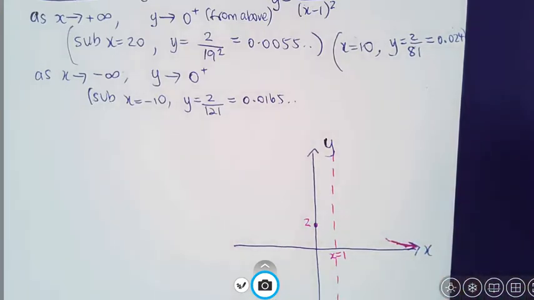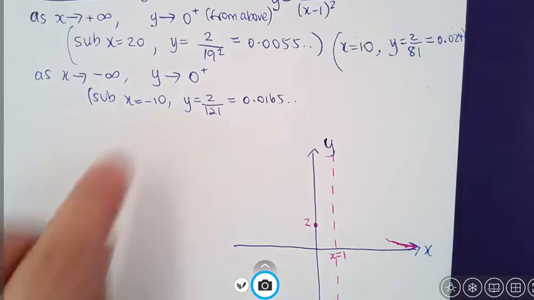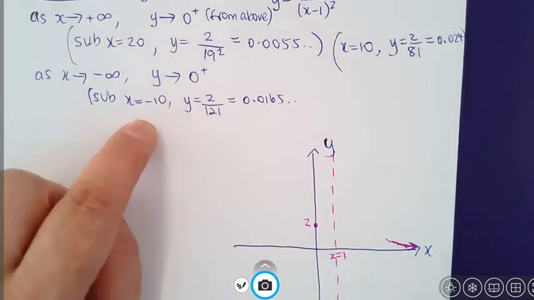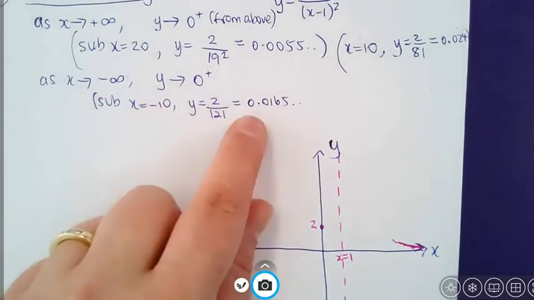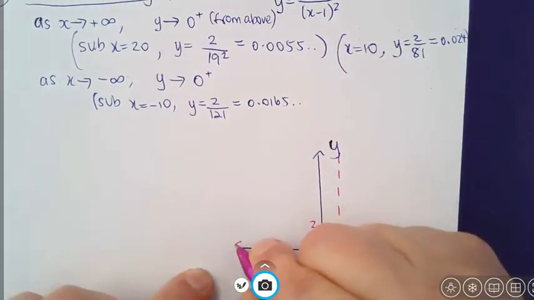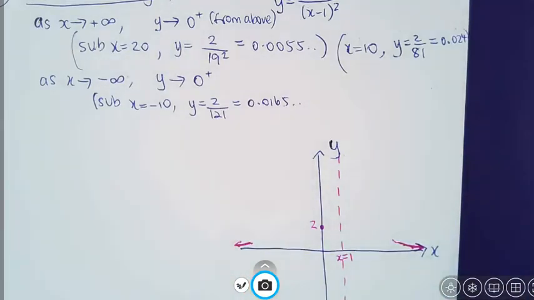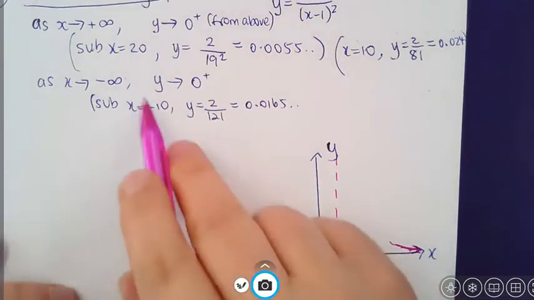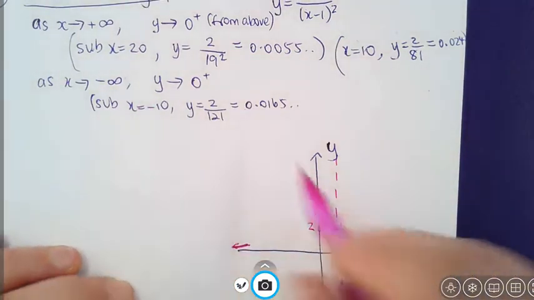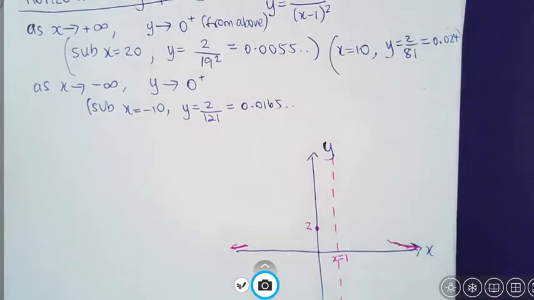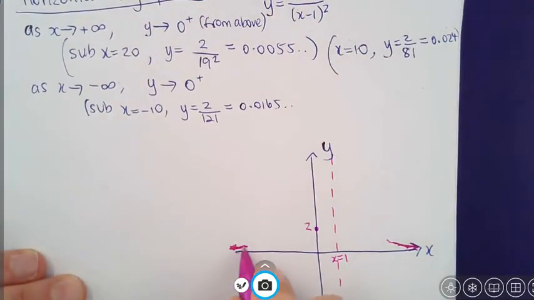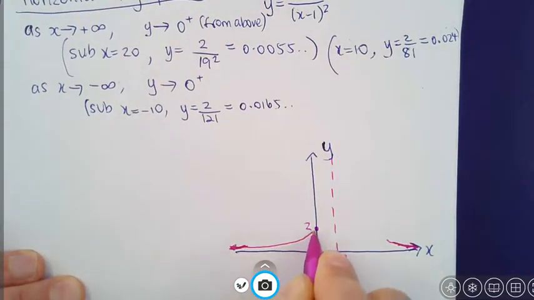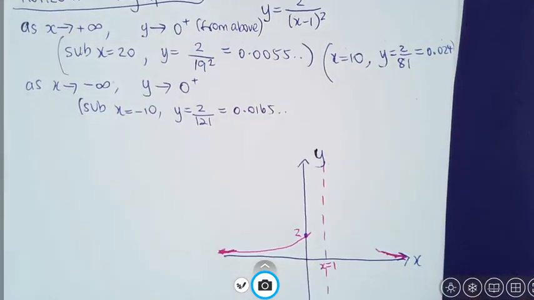What about when x was negative 10? What did I get? A positive number, very close to 0. So I'm here, somewhere here. Now we've got to see what happens to the curve. We know that when x is -10, it's positive 0.0165. Don't put that value, just put that it's approaching 0. This is what I've got. And it cuts through 2.